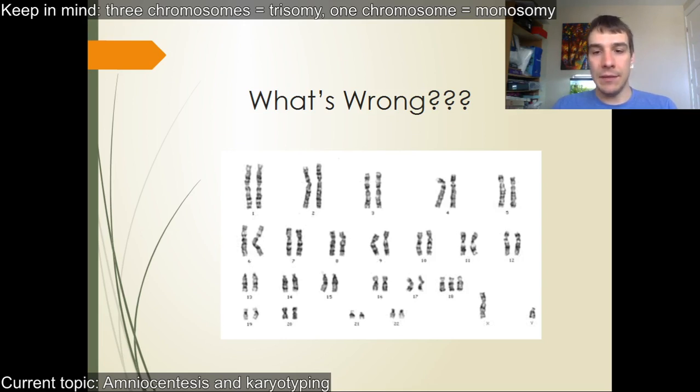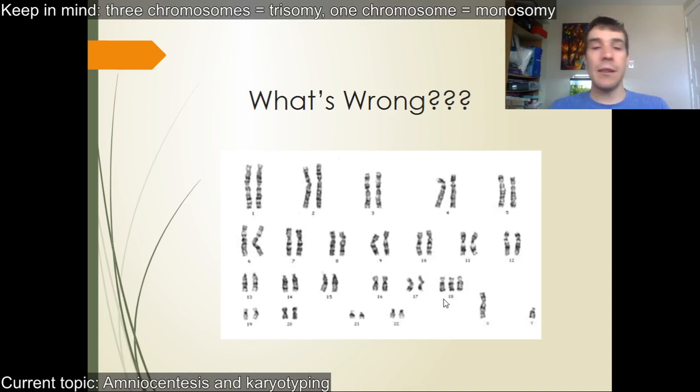Same thing, I'll do the countdown. So don't just tell me what's wrong, also tell me what biological sex this fetus is going to be. So 5, 4, 3, 2, 1. Okay, so first off, the sex. This is a boy because there's 1 X and 1 Y, so clearly that's going to be a boy. And this boy has 3 copies of chromosome 18.